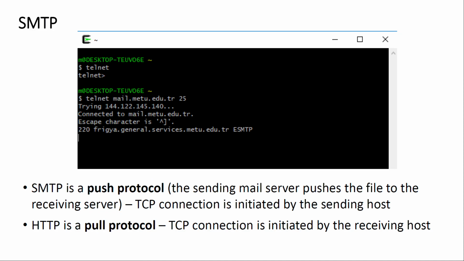SMTP is a push protocol. The sending mail server pushes the file to the receiving server. The TCP connection is initiated by the sending host, but on the contrary, HTTP is a pull protocol. The TCP connection is initiated by the receiving host.